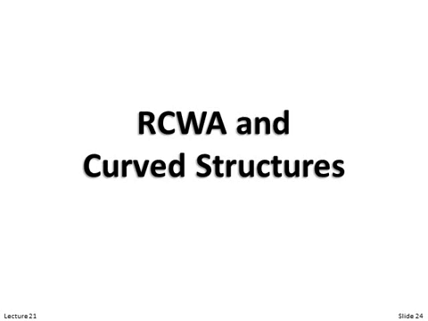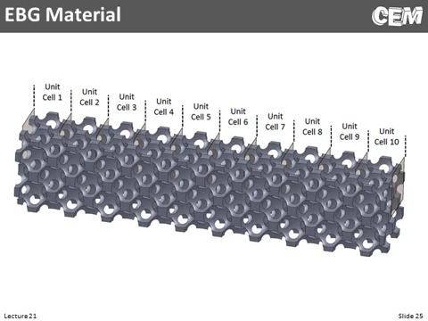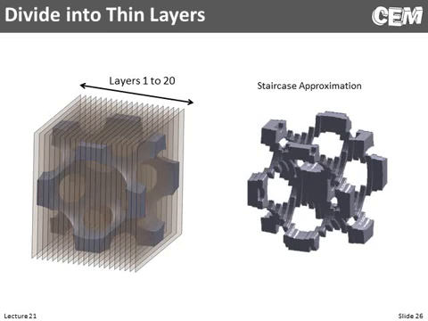On to curved structures and how to do this. So here's a picture of a very complex photonic crystal, and it looks like a slab consisting of about 10 unit cells. Within each unit cell, it is still curved. So if we divide this up into, say, 20 layers, and we make a staircase approximation, what we're actually modeling looks much more like what's on the right. But if our layers that we've chosen over here are thin enough, well, the staircase approximation is really not that significant. We want to get away with as few layers as possible, but still get an accurate answer.